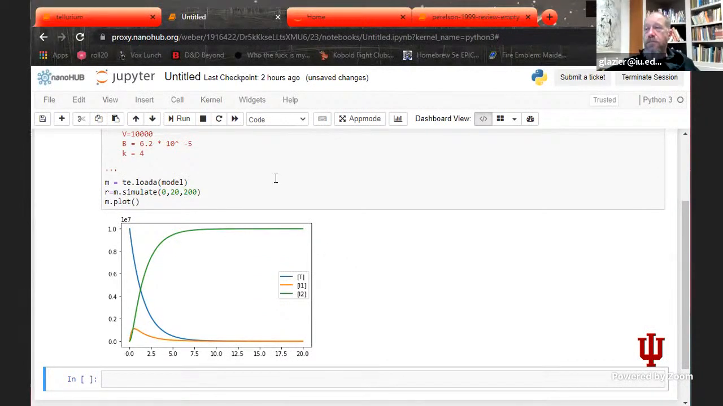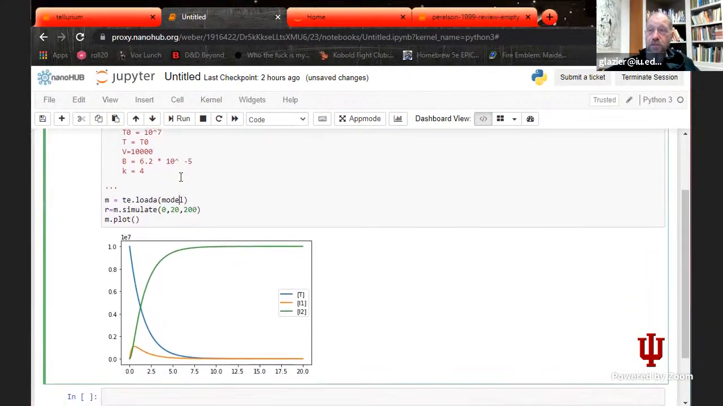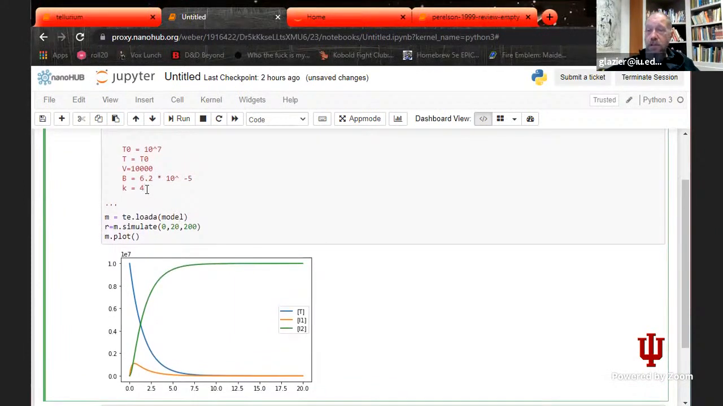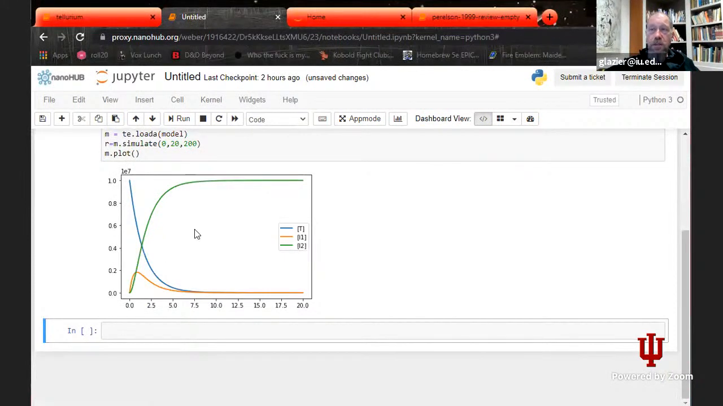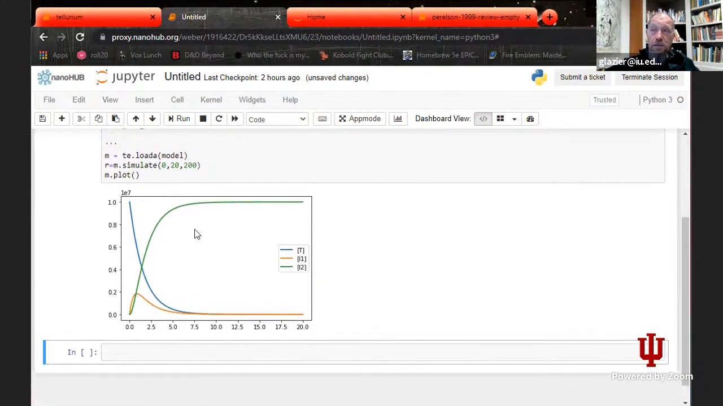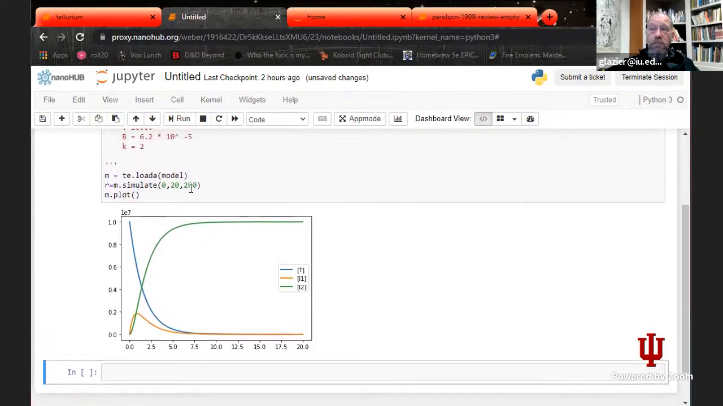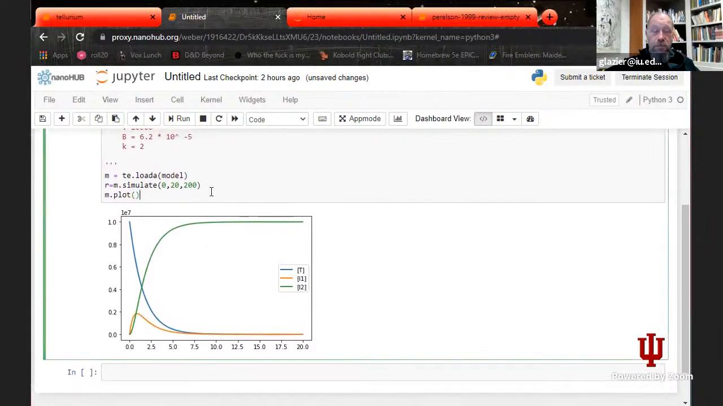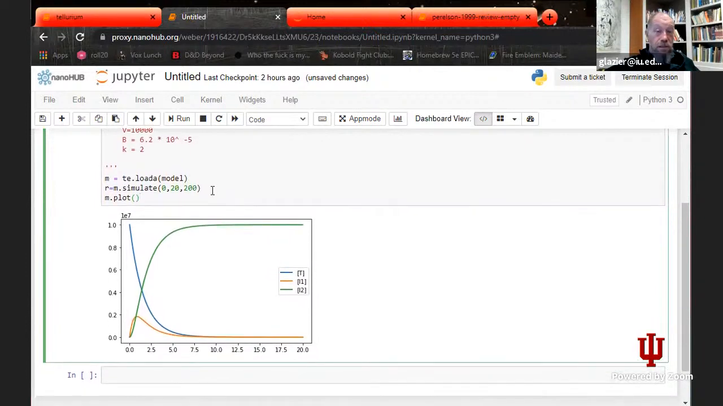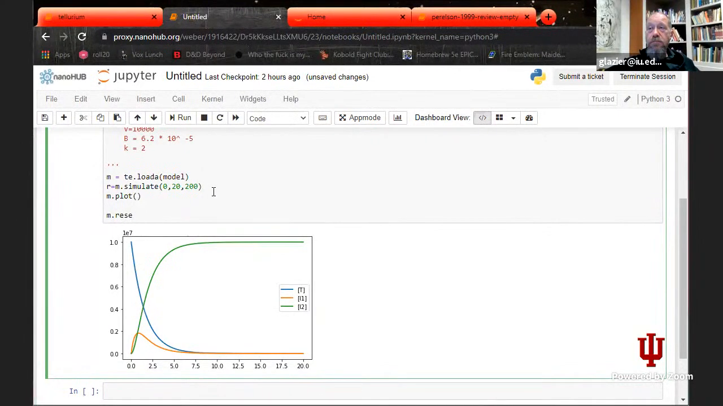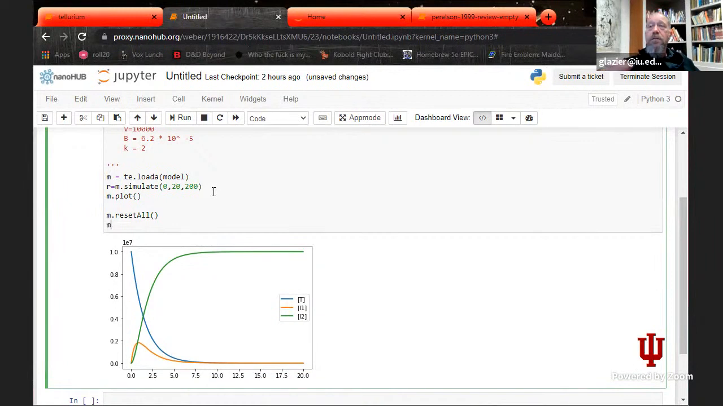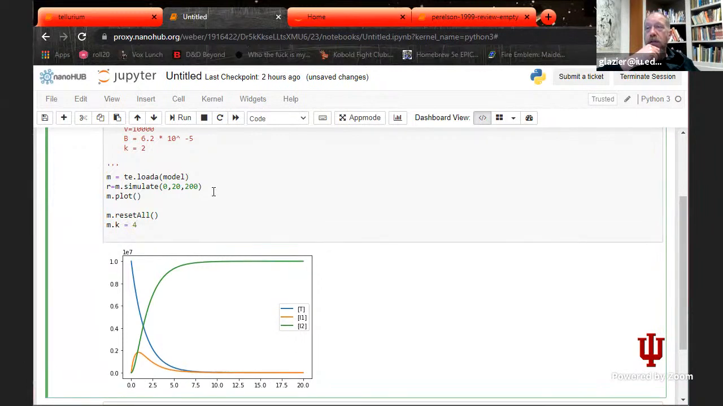Okay, that looks fine. So why don't we try changing k from 4 to 2 and see what the difference is. Notice that the peak is higher, and the duration of the I1 phase is a little bit longer. If we look at the I2s, I'm not sure that we see very much difference. Might be worth looking at.